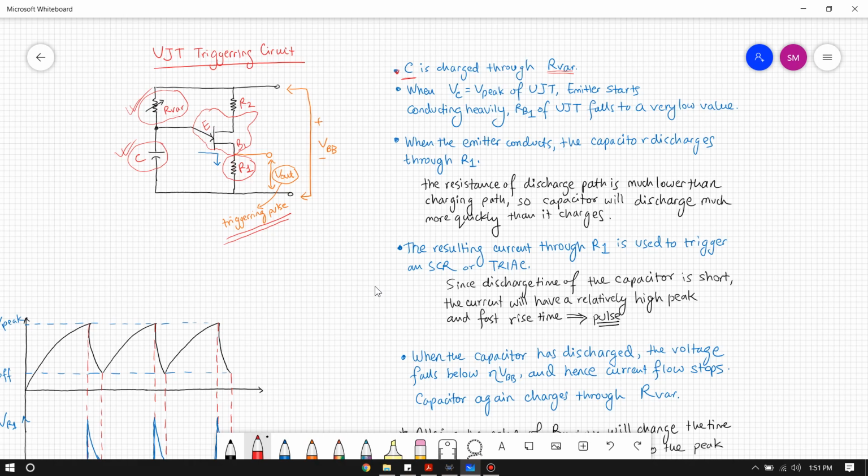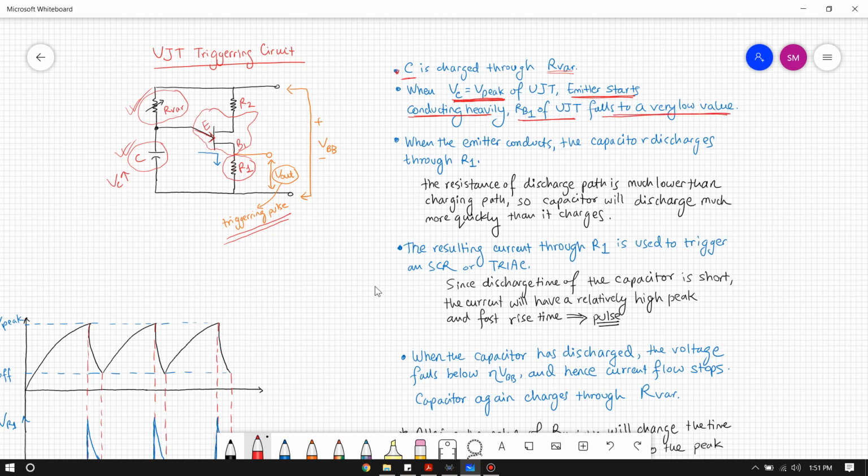When the capacitor is charging, the voltage builds up in the capacitor, right? So we have our voltage building up. And once the voltage across the capacitor reaches the peak voltage of the UJT, the peak voltage associated with the emitter, the emitter will start conducting heavily because the RB1 of the UJT will fall to a very low value.